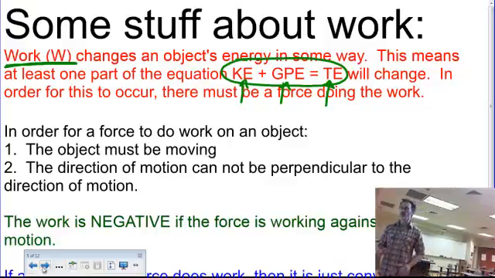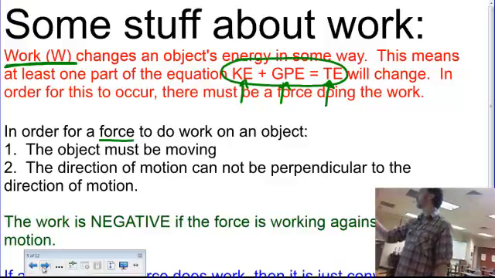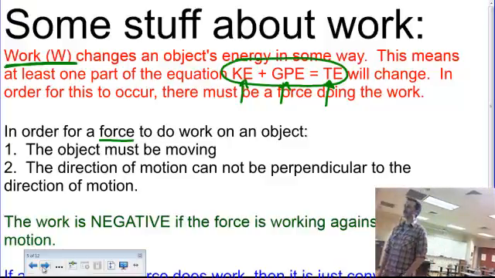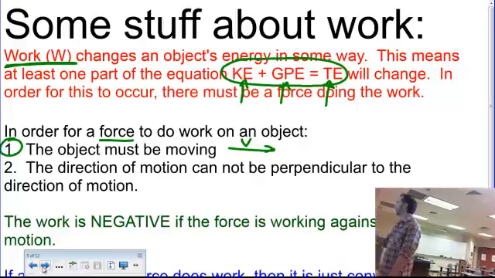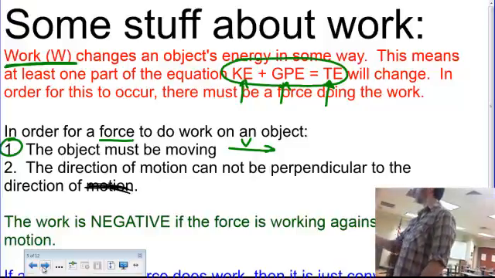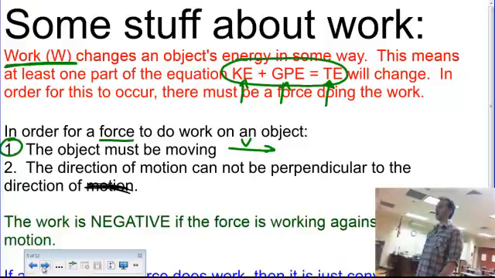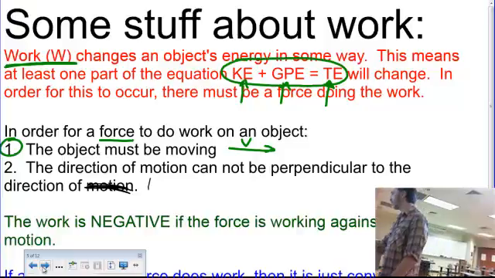So how do you do work? Well, work is done by a force. You have to have a force to do work, and in order for that force to do work, you have to meet two conditions. Condition number one is this. The object has to be moving. The object has to have some sort of velocity. The velocity cannot be zero. And secondly, there's a typo here that I forgot to fix. The direction of motion cannot be perpendicular to the direction of the force.